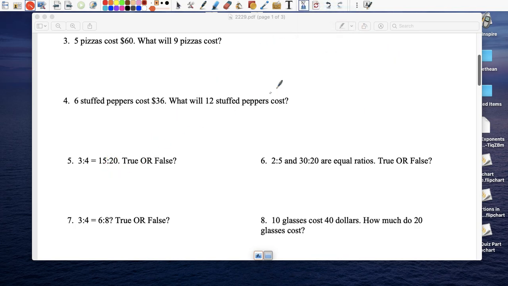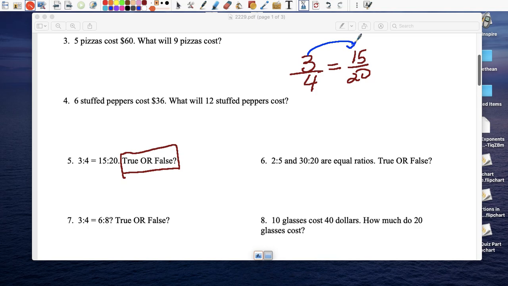Number 5, they're asking us 3 over 4 is equal to 15 over 20. Is that true or false? Well, let's see it. What's the relationship here? 3 times 5 is 15, and this one is 4 times 5 is 20. So this one is proportional because both top and bottom were multiplied by the same factor. So this one is true.